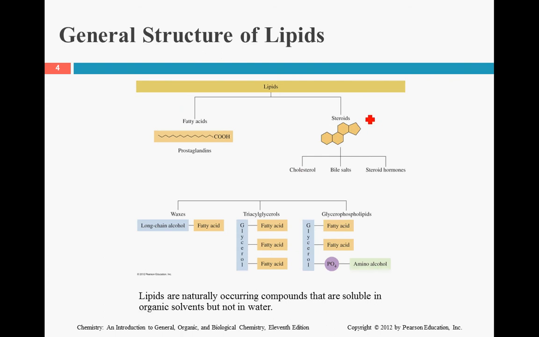So as I said before, here's the steroids, here's the fatty acids, which are actually carboxylic acids. Remember, this is one abbreviation for carboxylic acid. If we write it out, that's how it looks: C-O-O-H. And those are broken down into waxes, trialkylglycerols, and glycerophospholipids.